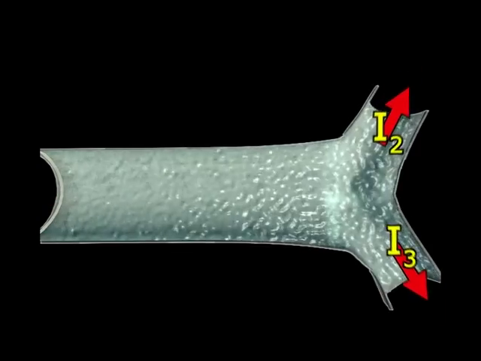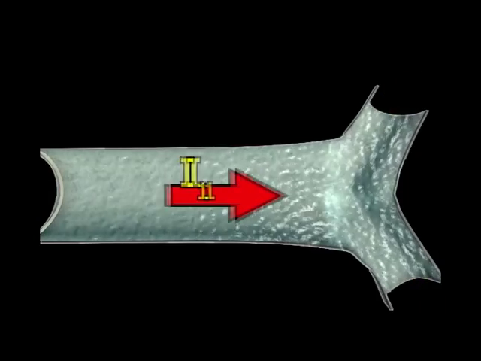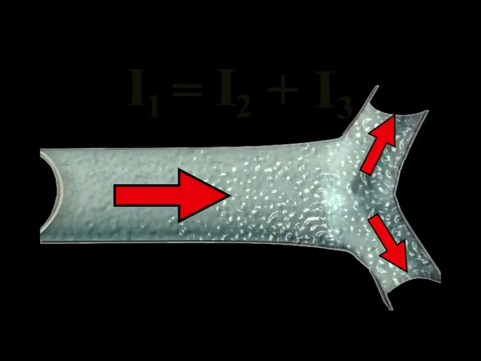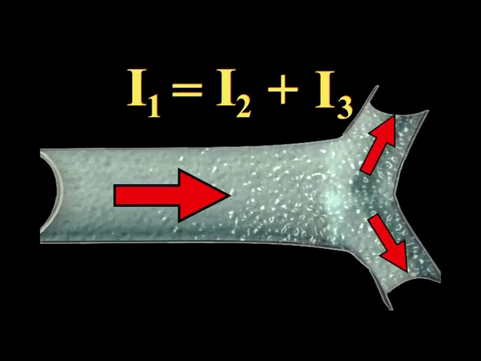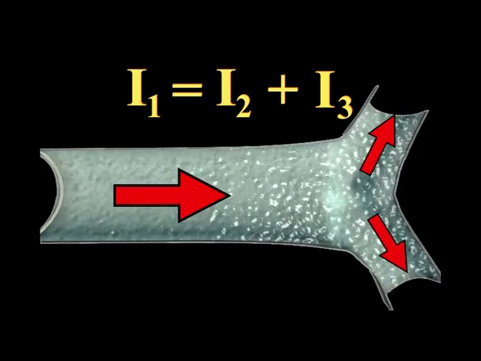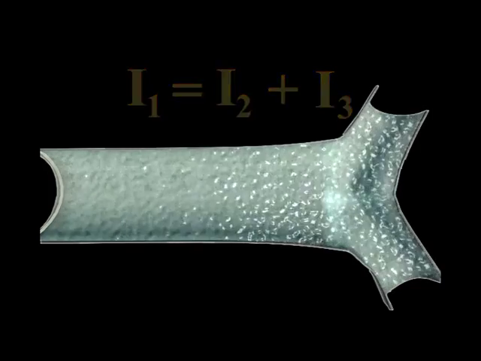You will agree that the amount of water coming towards the junction is equal to the amount of water going outwards from the junction. This example very well symbolizes Kirchhoff's first law.